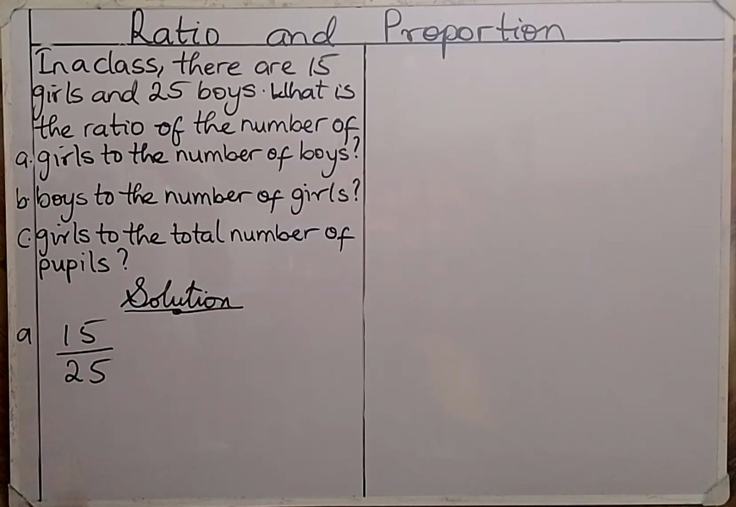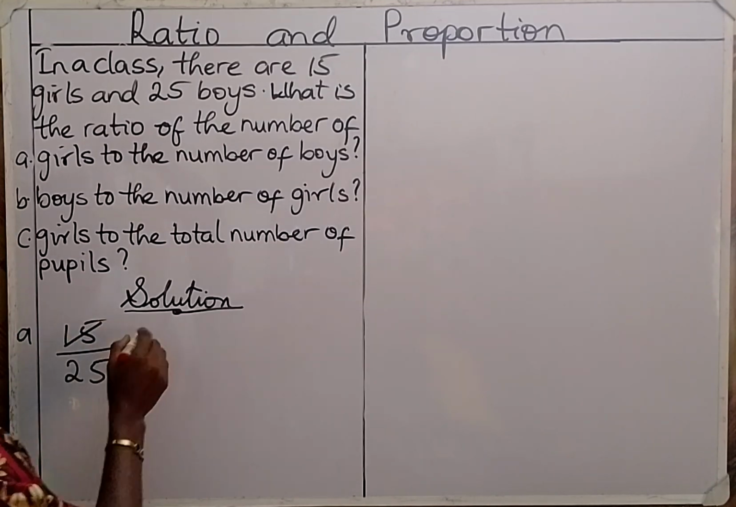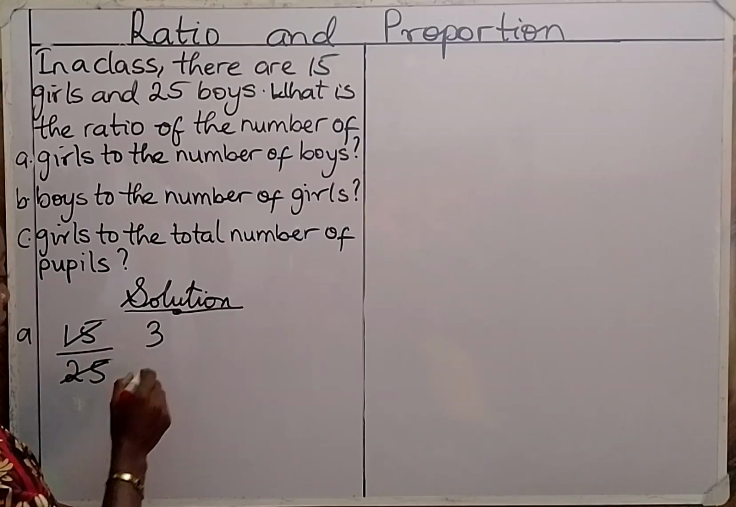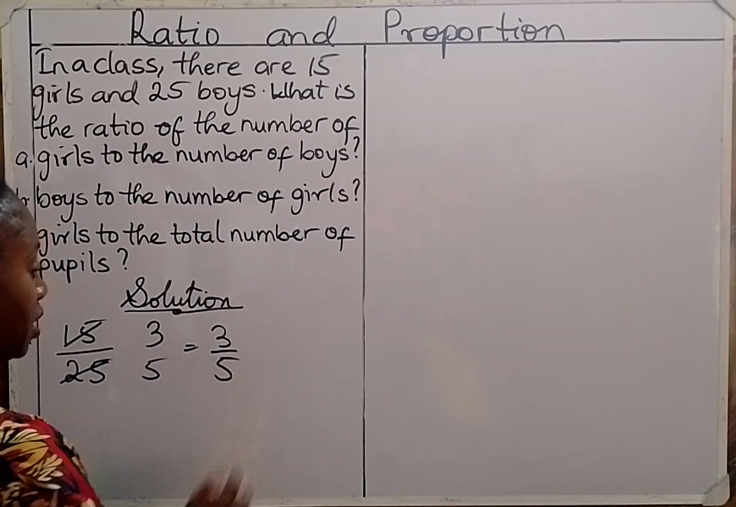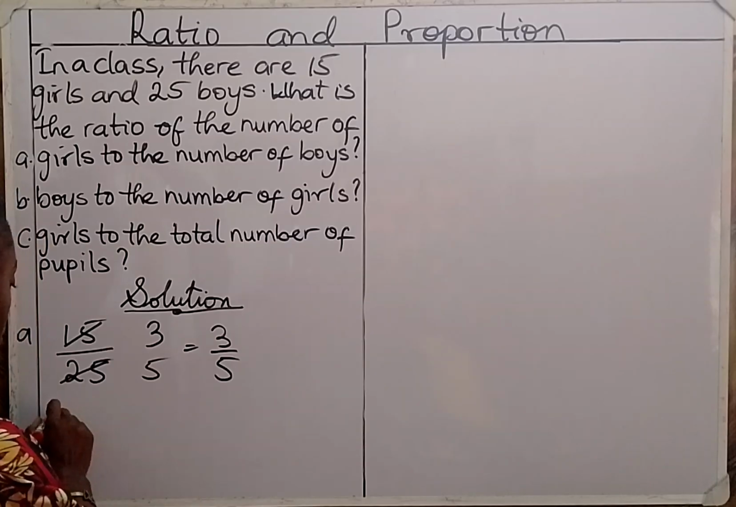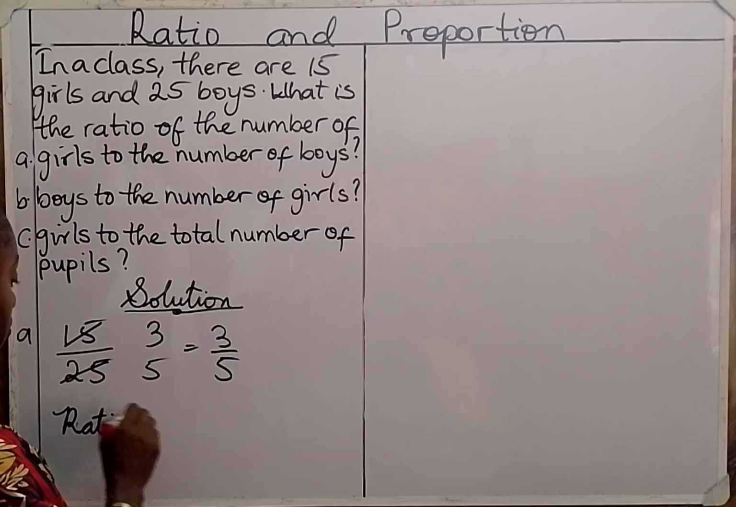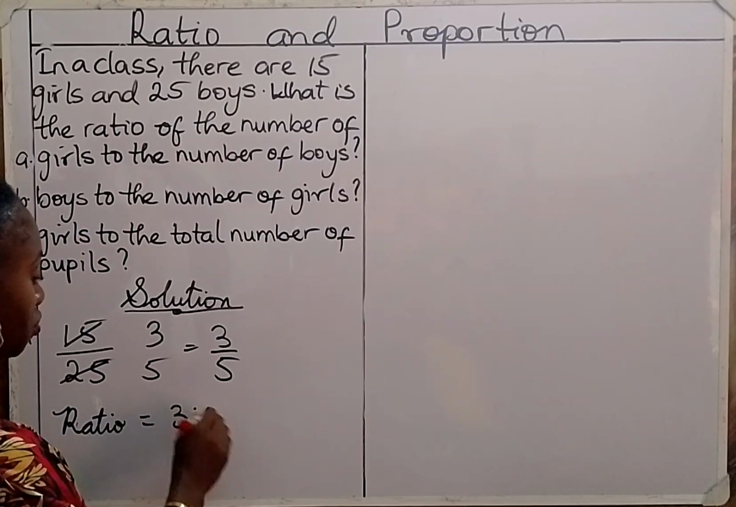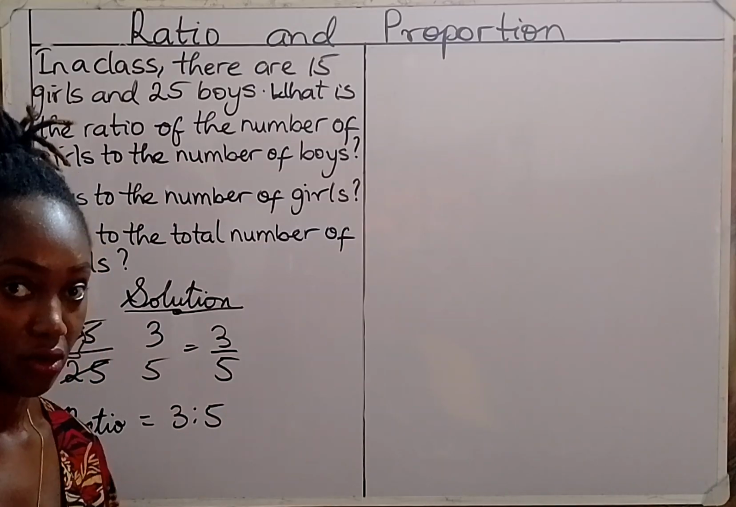So this is how it is being calculated. You're going to reduce the fraction to give us the simplest form. 5 can go in 15 to give us 3, and 5 can go in 25 to give us 5. Therefore, we'll have 3 over 5. And this makes our ratio to be what? Now the ratio equals 3 to 5. We can either say 3:5 or 3 to 5.